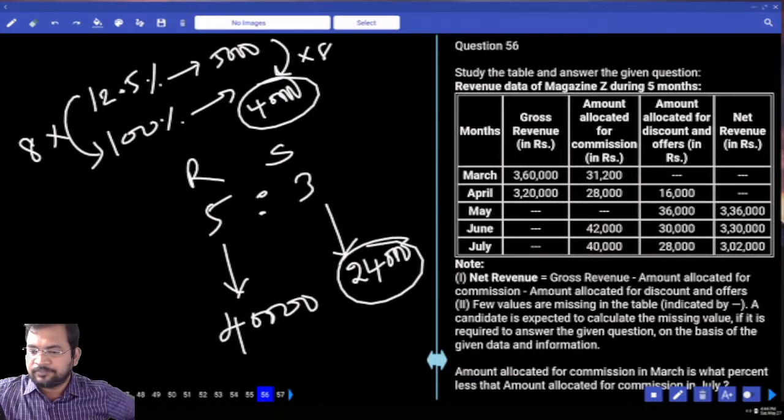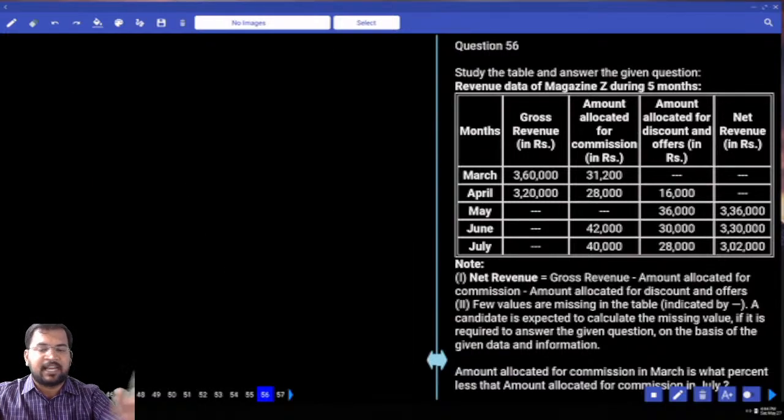Are you ready? Revenue data of Max in Z during 5 months. Now if you understand one question, that is enough. Net revenue is nothing but gross revenue minus amount allocated for commission minus amount allocated for discount and offers.